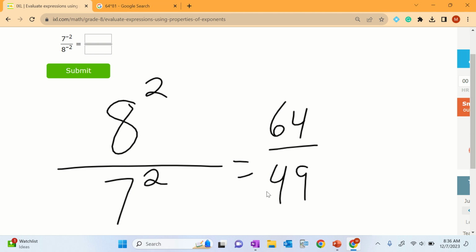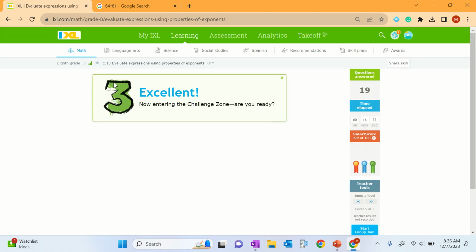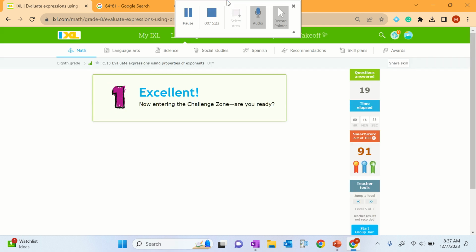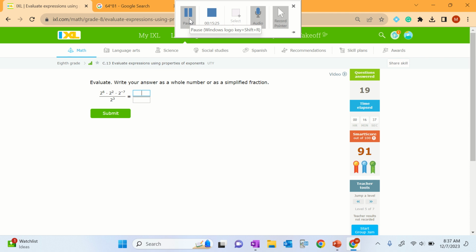Let's see here. 49, we can divide it by 7. We cannot divide 64 by 7. And that's all. So 64 49ths. There we go. All right, we're going to stop there. I am going to go work the other document now.